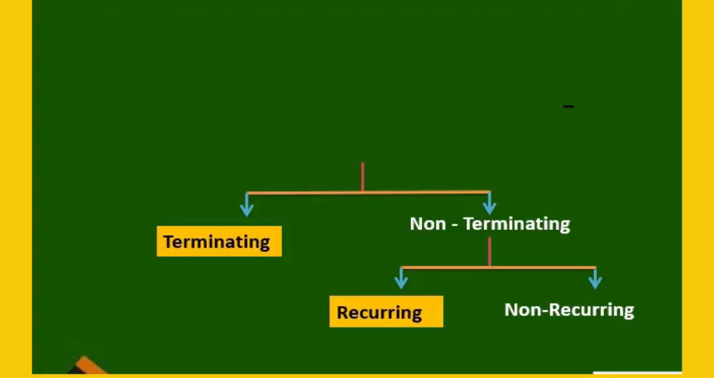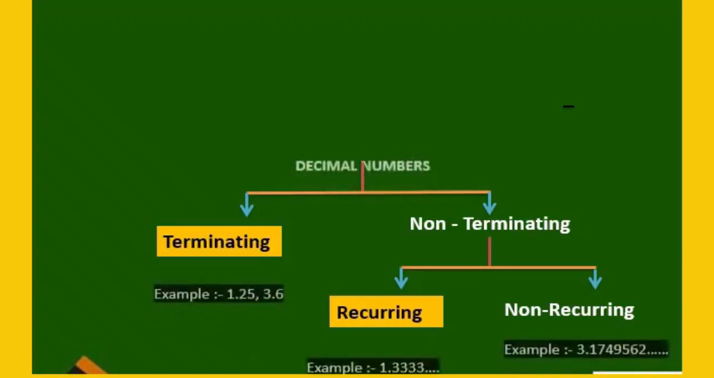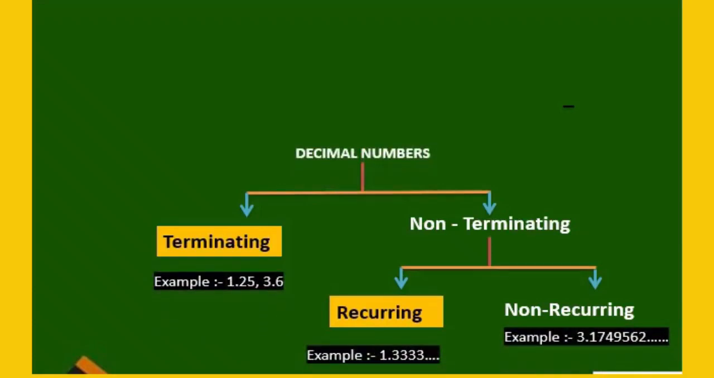Any decimal number can be categorized as follows. Either it is a terminating decimal number or a non-terminating decimal number. If it is a non-terminating decimal number, then it can either be recurring decimal or non-recurring decimal. Take a look at the examples in each case. 1.25, 3.6, 2.75, 4.8, all these come under terminating decimals because after the decimal point we have a fixed number of digits.